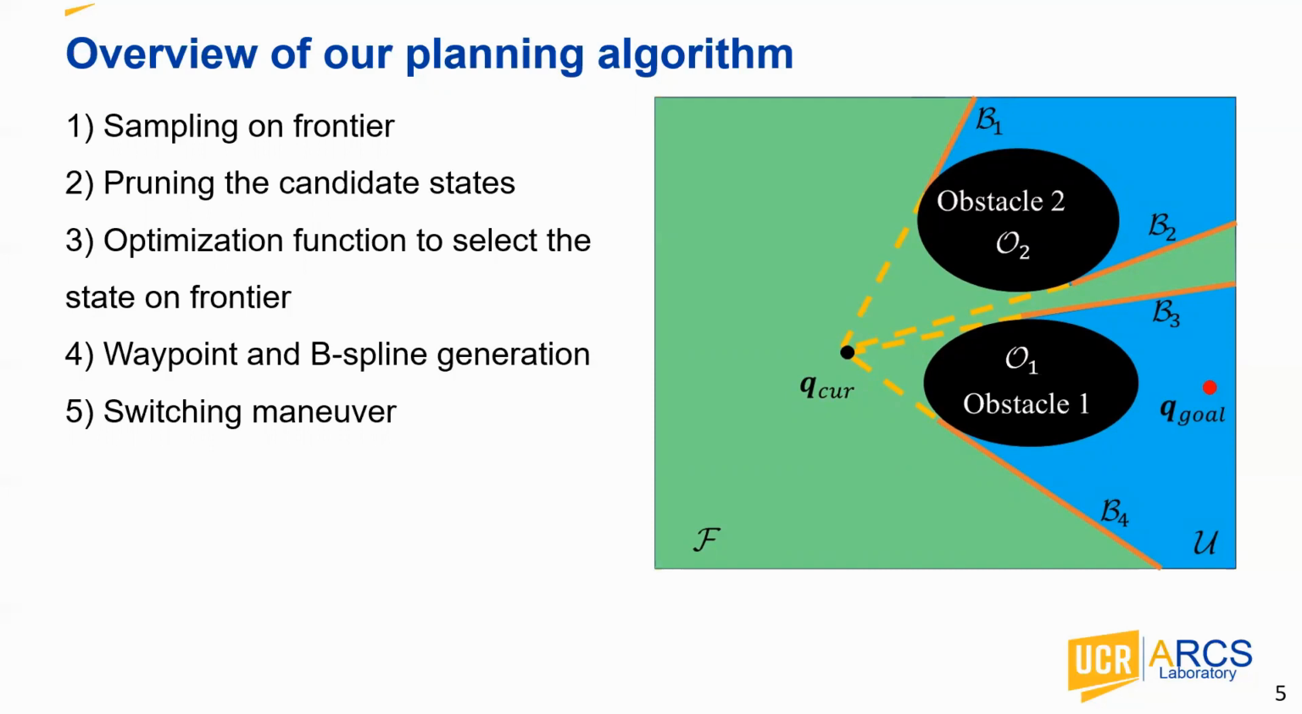and a switching maneuver. The switching maneuver is designed since our algorithm encourages the robot to utilize potential collisions, and thus the robot may face collisions when following the pre-planned trajectory. In the following 4 slides, we will describe each part of the algorithm in detail.